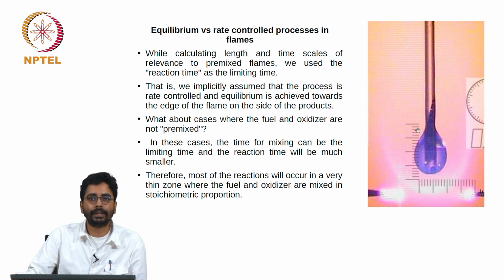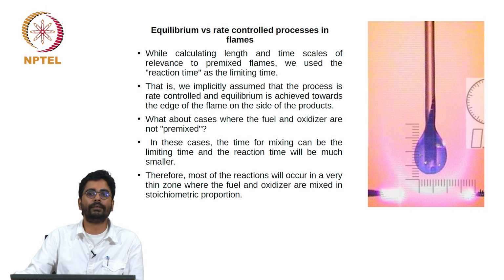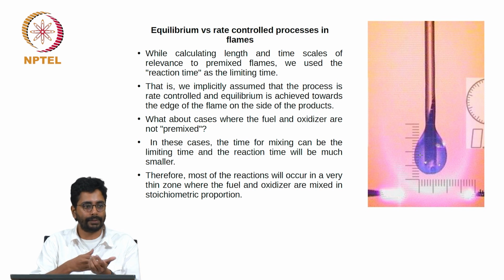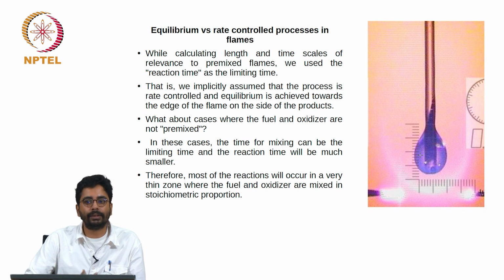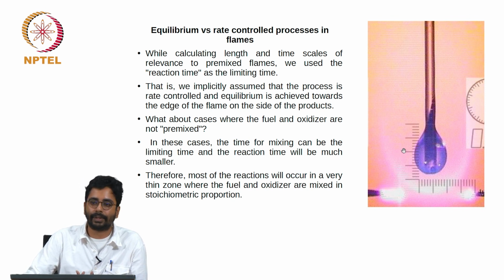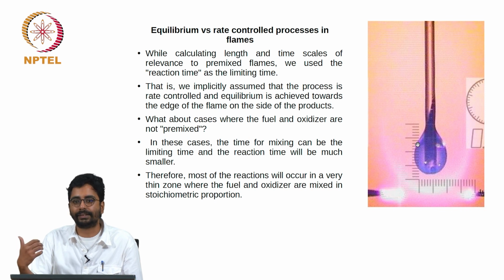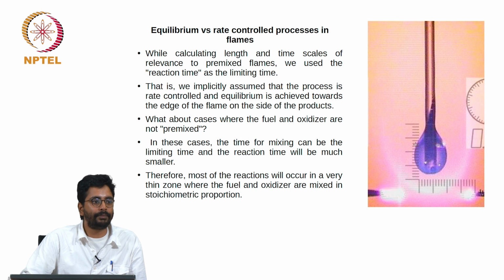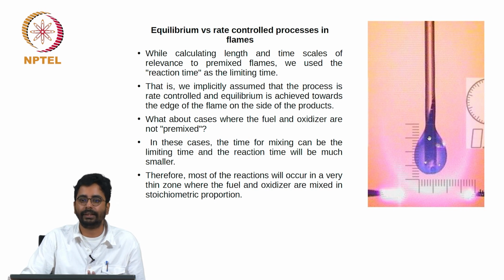So here is an example where the time it would take for the droplet to completely vaporize is what controls the process. The limiting time scale is the droplet vaporization rate and not the rate of chemical reaction. So if you assume that the reaction rate is controlling, the time scales that you would estimate will be much smaller than what they are in reality.